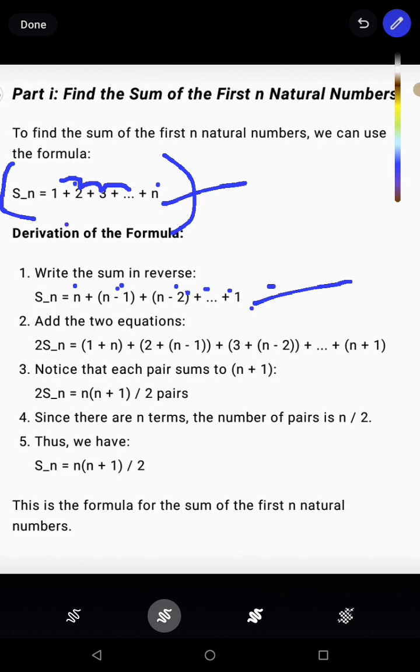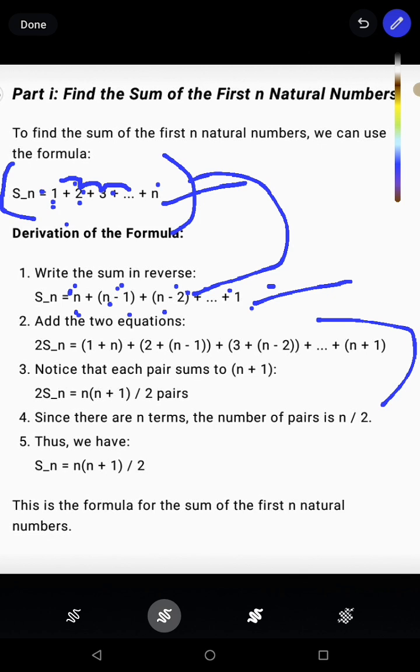Now, adding this one and this one, that's how we get this here. That will be n plus 1. Then we have n minus 1 and 2, and we are adding them. The first one is n plus 1. This one, n minus 1 plus 2, will still be n plus 1. n minus 2 plus 3 will still be n plus 1. At every point, we are having n plus 1, n plus 1, n plus 1.